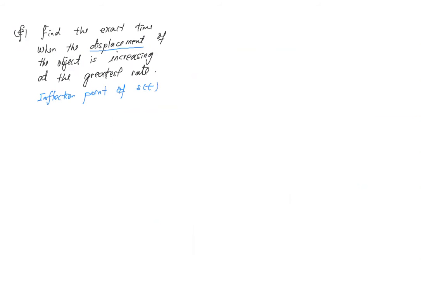So that means it will be S double prime T equal to 0, which means acceleration equal to 0, correct? Acceleration is the rate of change of velocity, which is the rate of change of displacement. Yeah. Okay. So now you have to do the double differentiation, second derivative. Okay. Enjoy doing it.